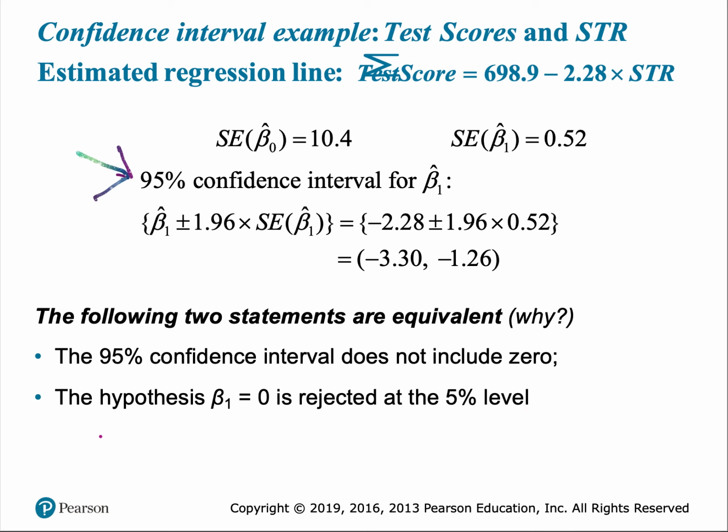Recall that significance is alpha, and confidence is 1 minus alpha.